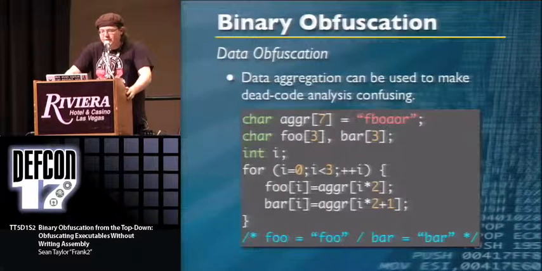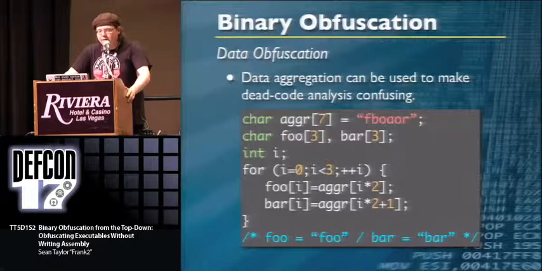Data aggregation is another technique you can use. Let's say that we have this string here, and when we do a dead code analysis on our program, it's just going to show up as var. I don't know, there's probably no other way to pronounce it, but it's basically just a very strange string of nonsense. But at runtime, we can just basically put it back together. If we just do that loop at the bottom, foo becomes the string foo, and bar becomes the string bar. Unfortunately, they're not zero terminated, so if you try to print them, bad things will happen.